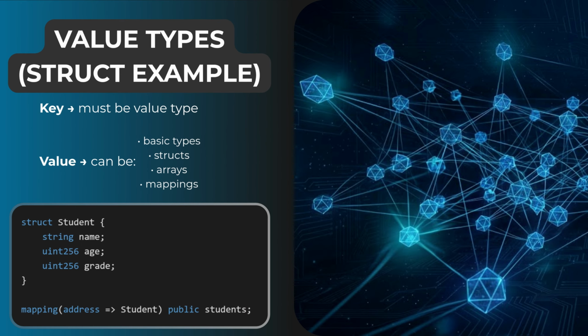The key type must be a value type, such as address, uint256, bytes32, or bool. The value type can be almost anything, including basic types, structs, arrays, and even another mapping. For example, mapping an address to a struct.